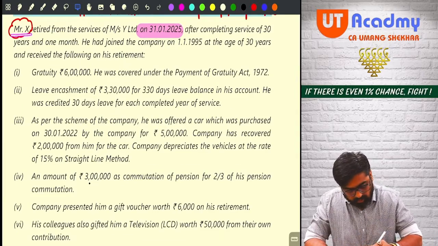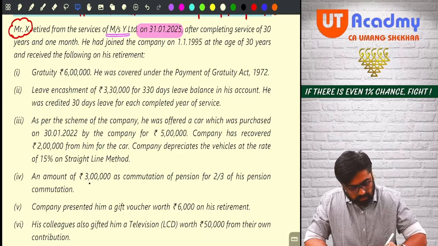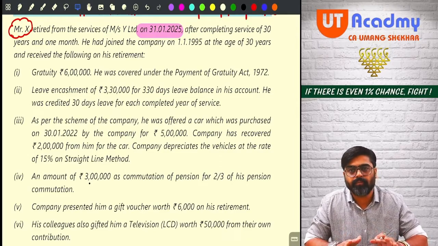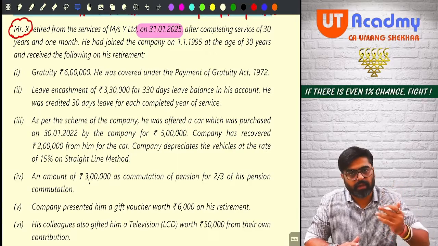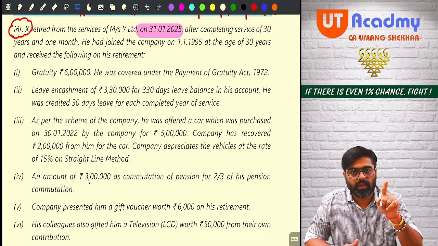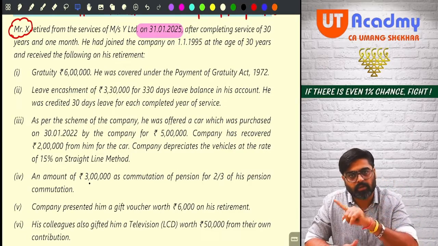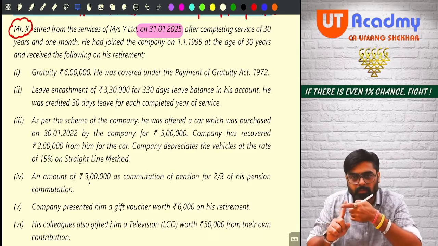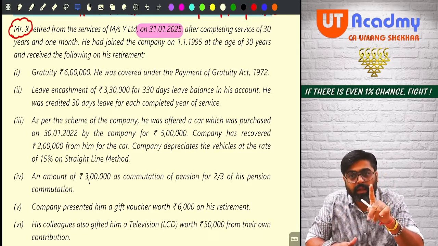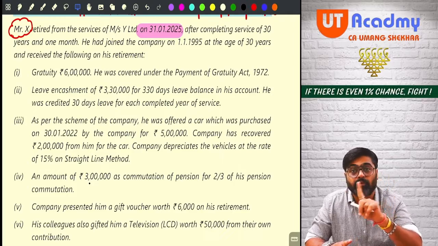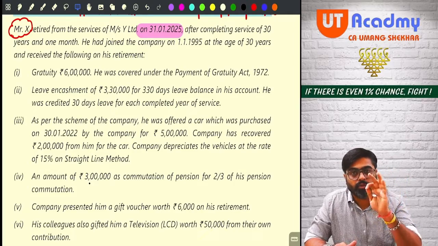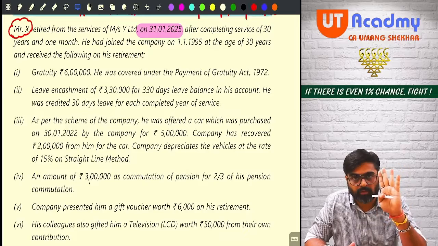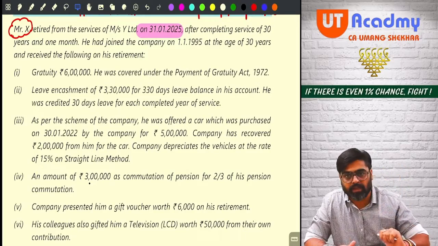Mr. X retired from services of Y Limited on 31st of January 2025, meaning in the current previous year he is leaving the job, retiring. So till the date of his retirement, he is going to get basic, allowances, perquisites, whatever he'll be getting, till 31st January for 10 months only. So once he will retire, he is going to get retirement benefits also.